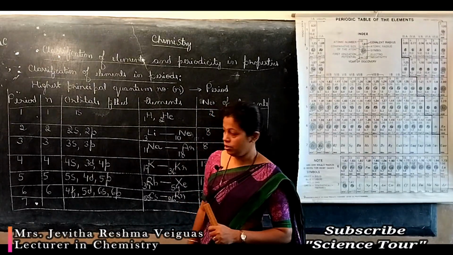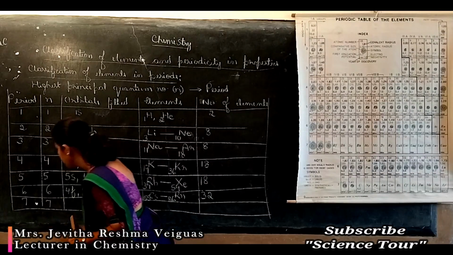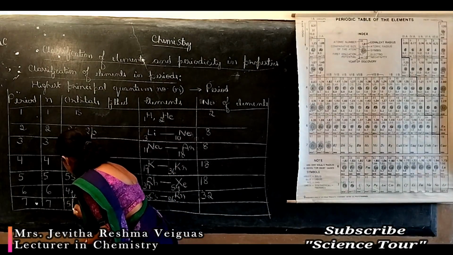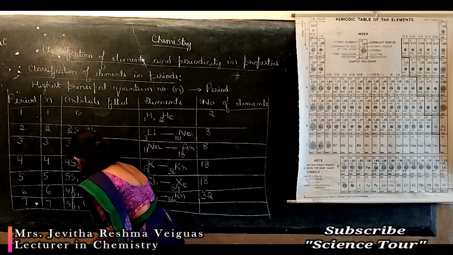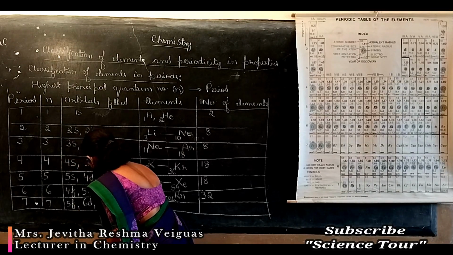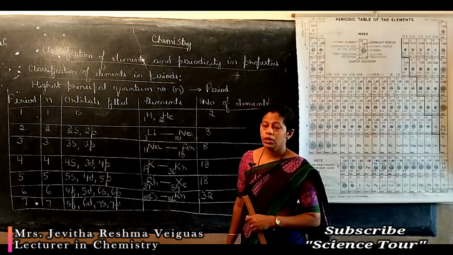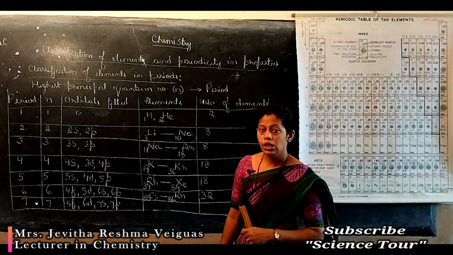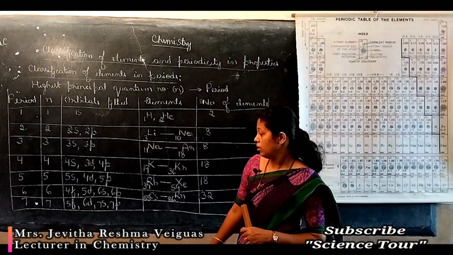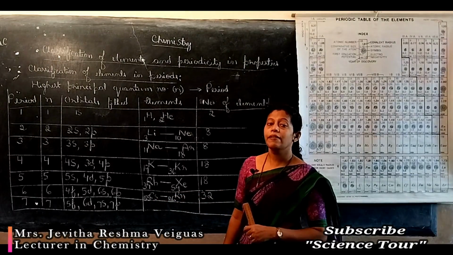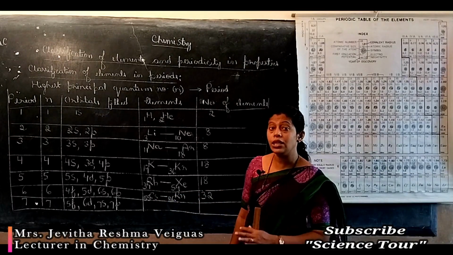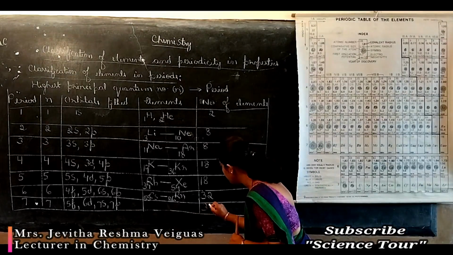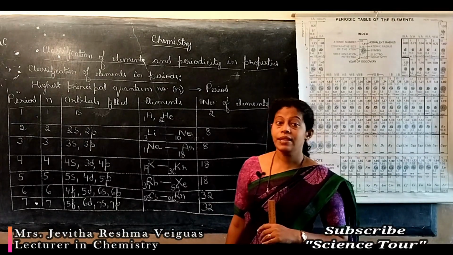Then 7th period, for which highest principal quantum number is 7. Here which are the orbitals filled? They are 5f, 6d, 7s and 7p. If you count the total orbitals, 5f means totally 7 orbitals, 6d contains 5 orbitals, 7s 1 orbital, 7p 3 orbitals, totally 16 orbitals are there, in which maximum 32 electrons possible. Hence 32 elements belong to 7th period.